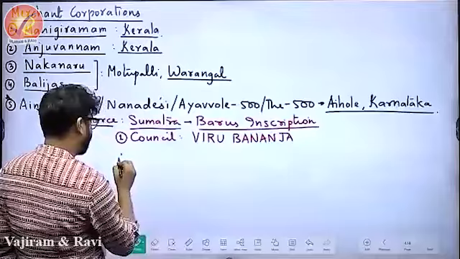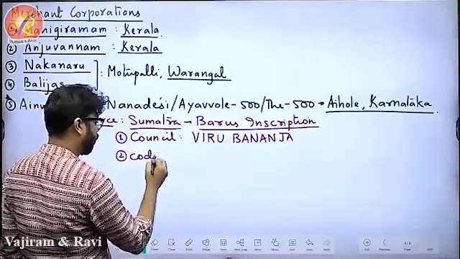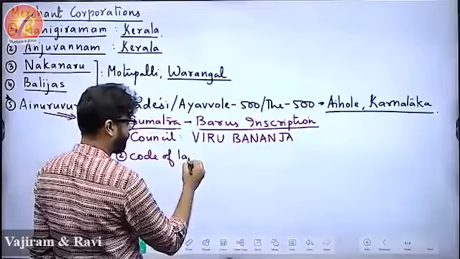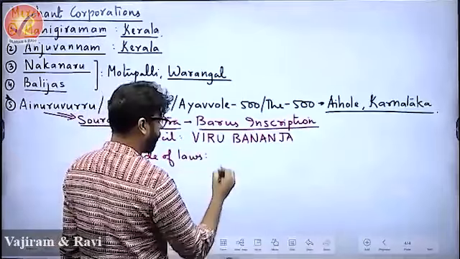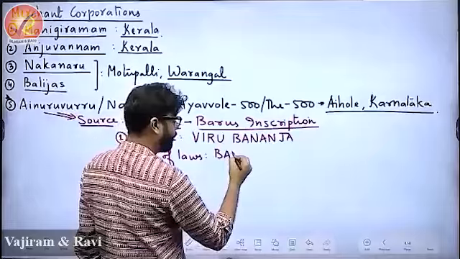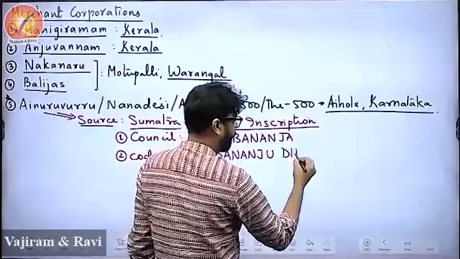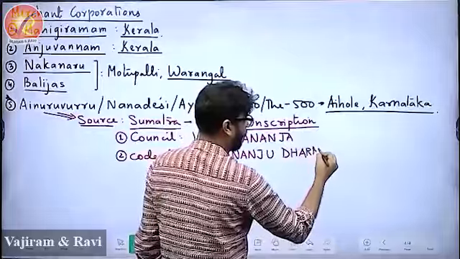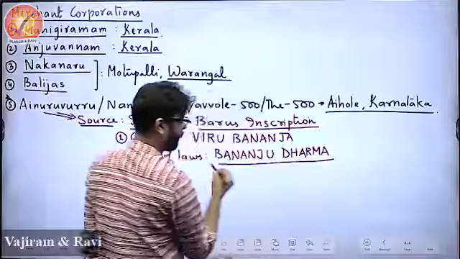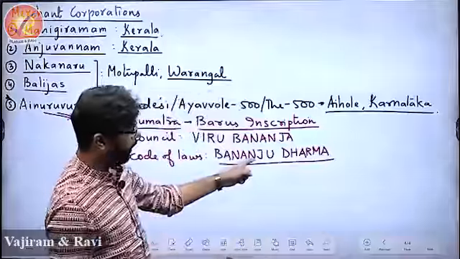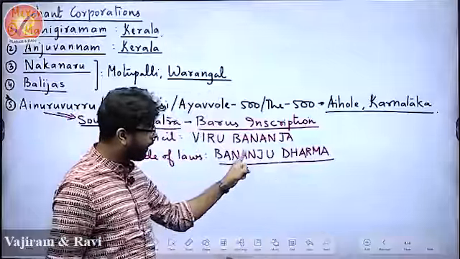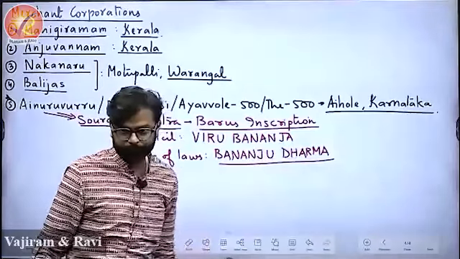We decide everything. We have our own laws, a code of laws. These codes of laws are called Bananja Dharma. If you come from North India, particularly Gujarat, you should thank a South Indian, because Bananja Dharma in Gujarat and Rajasthan will become Baniya Dharma, Vanijya Dharma.